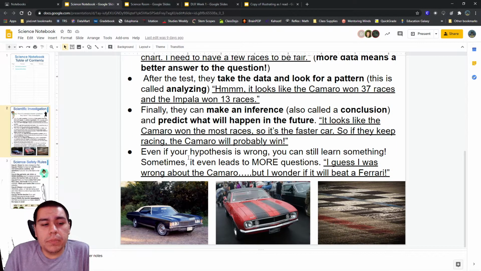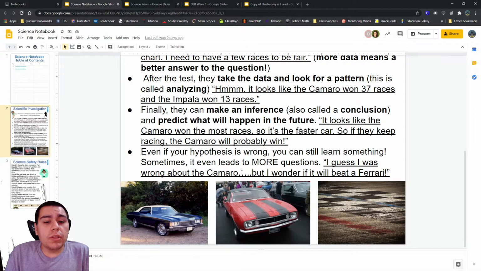This is something that people kind of get wrong when they're thinking about science experiments and scientific investigations. Even if your hypothesis is wrong, that doesn't mean that your experiment was bad, or that, you know, you failed the experiment, or that it was a terrible experiment. Because remember, the hypothesis is just a guess. If you guess all the time, are you going to be right every single time? No, because it's just a guess. A guess isn't always going to be right. Sometimes it is, and sometimes it's not.